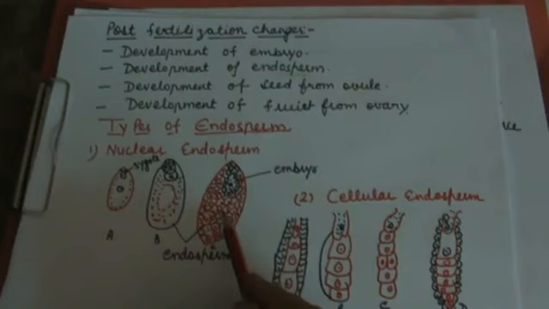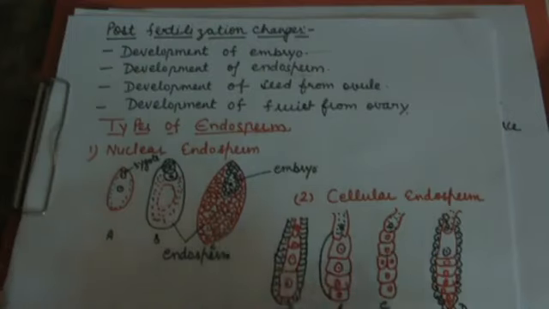This is found in coconut. In coconut, the endosperm is multicellular, meaning there are a number of cells in the outer part and free nuclei in the central part. Nuclear endosperm is the most common type of endosperm found in angiosperms. One example is coconut, second example is Aegle indica.